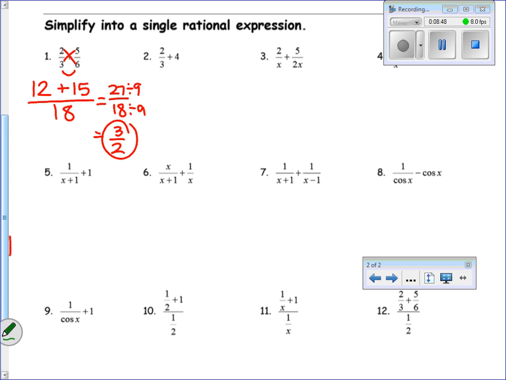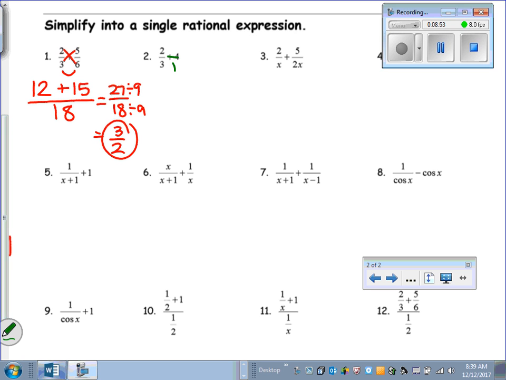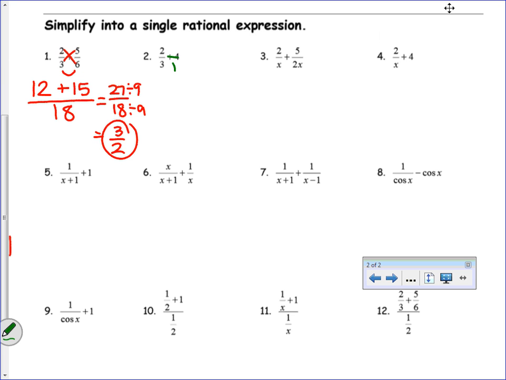Number 2, just remember you have to put a little 1 on the bottom. For number 3, oh no, there are letters we can do. So let's do 2 times 2x, that's 4x. Then we do 5 times x, you put the plus in the center, and then you multiply the bottom 2 together. Okay, x times 2x is 2x squared. Then you need to simplify all of that.